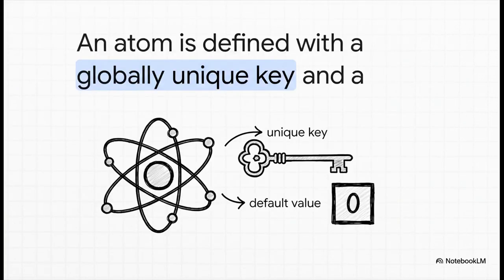An atom just needs two things. First, a unique key that has to be unique across your entire application. Recoil uses this for debugging and things like that. And second, a default value to start with. And that's it. With just that, you've created a piece of shareable global state.